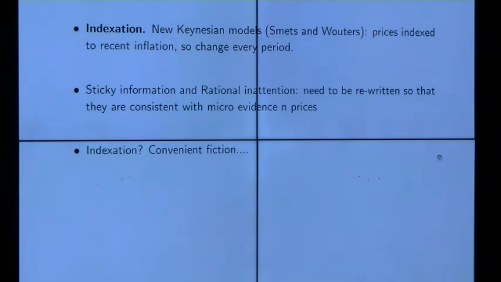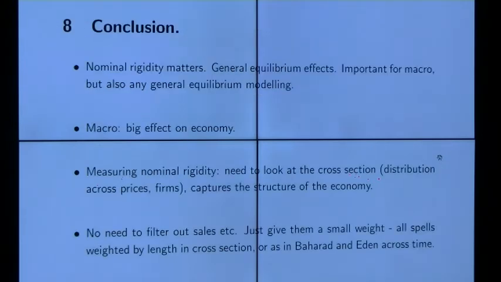Macroeconomists want a model that fits the data. They can ignore the micro data because they're mainly interested in the macro data, so they invent this fiction of indexation, and the model works as if this fiction were true. But as a scientist, that's not a very satisfactory way to go about things. It's better to try and come up with theories which are actually consistent with reality.